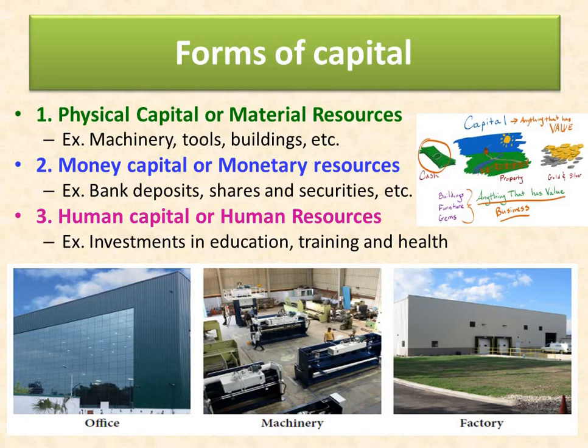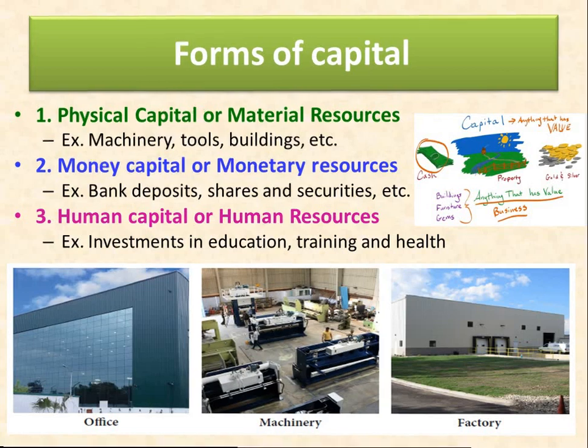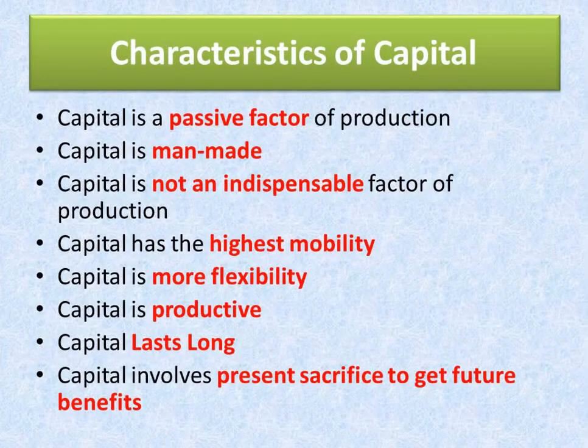Children, there are some characteristics of capital. Capital is a passive factor of production. That is, capital cannot produce without the help of the active services of labor. To produce with machines, labor is required. So labor is active, whereas capital is a passive factor of production. Capital on its own cannot produce anything until a labor works on it.